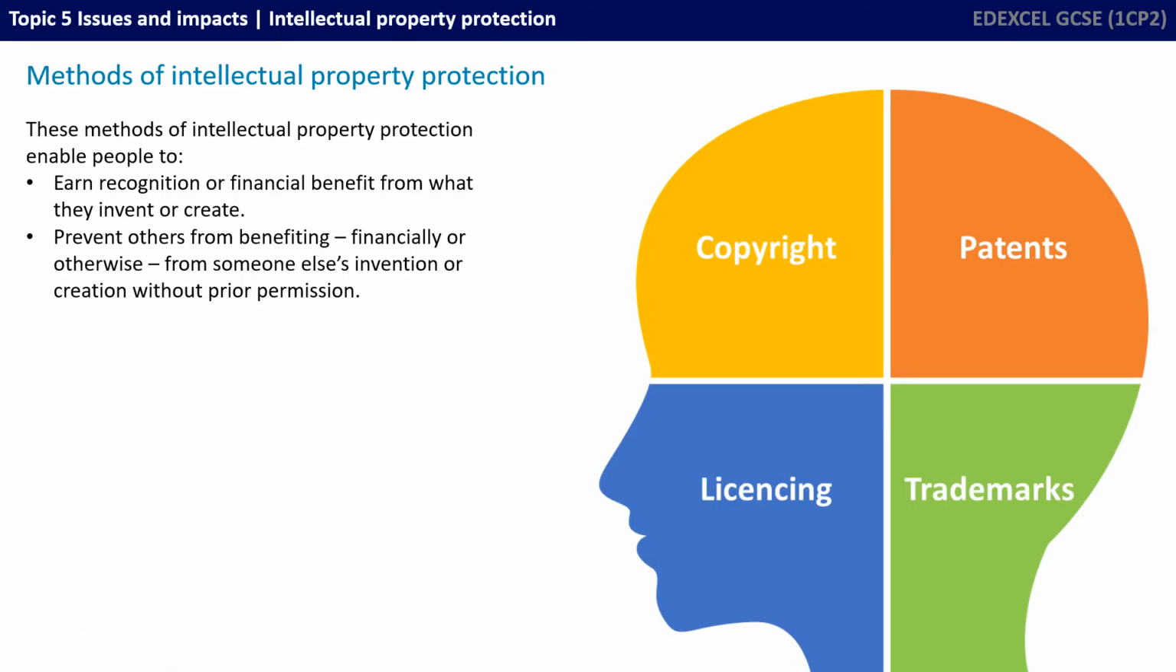So these methods of intellectual property protection enable people to, 1. Earn recognition or financial benefit from what they invent or create, and 2. Prevent others from benefiting financially or otherwise from someone else's invention or creation without prior permission.